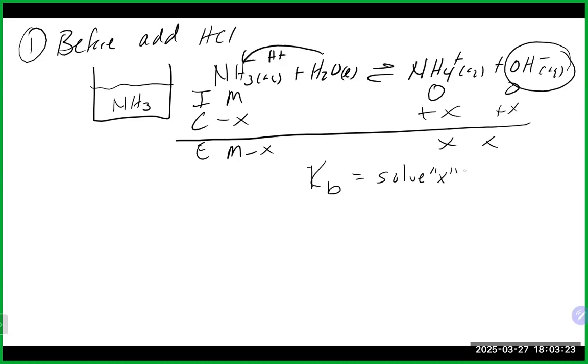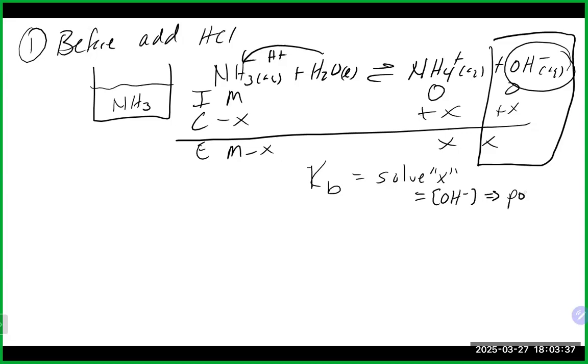A reminder though, in this case, when we solve for X, X does not equal the H plus concentration. It equals the OH minus concentration. That's going to get you to your pOH and hopefully to your pH at that point. Obviously, at this point, it should be basic as you start out since it is a base, right? So you should have a basic pH.